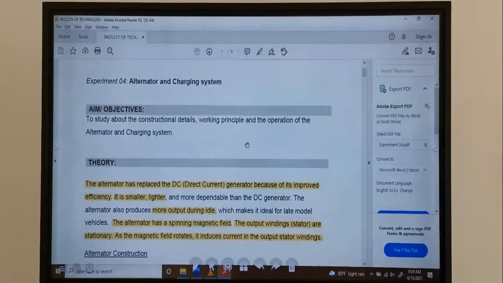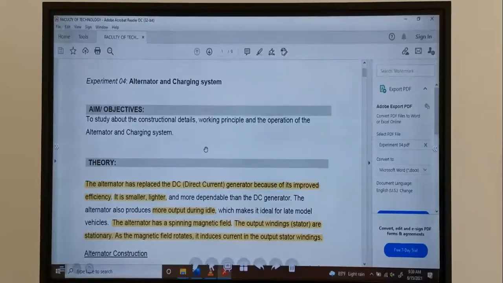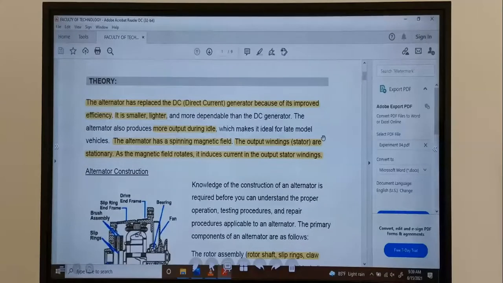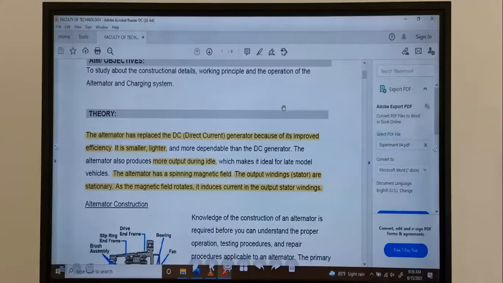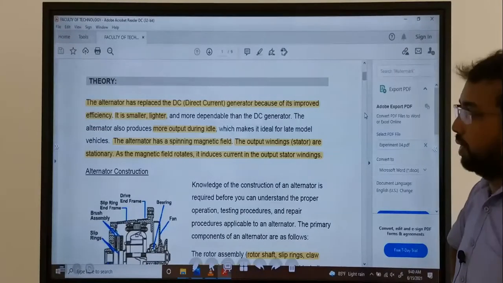Today the experiment is on our automobile electrical system. We study an important thing, that is the alternator and charging system. The alternator is the heart of the whole electrical system. So first of all, let's study a small introduction about the alternator.